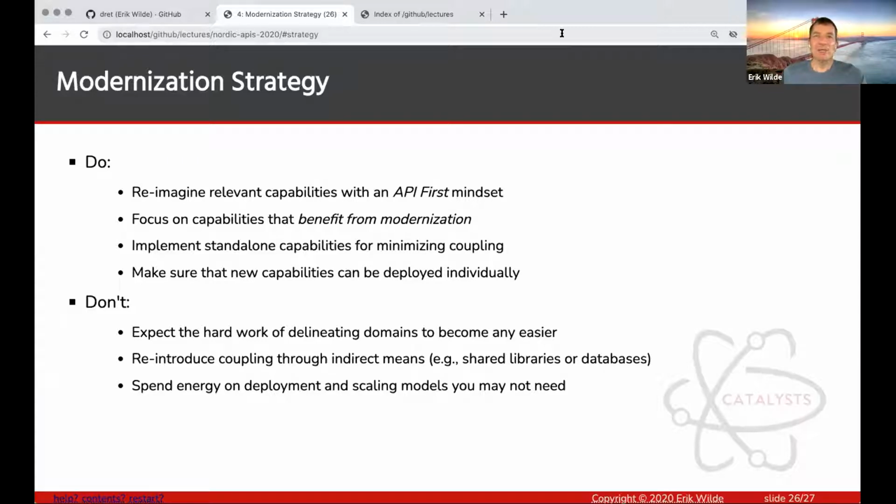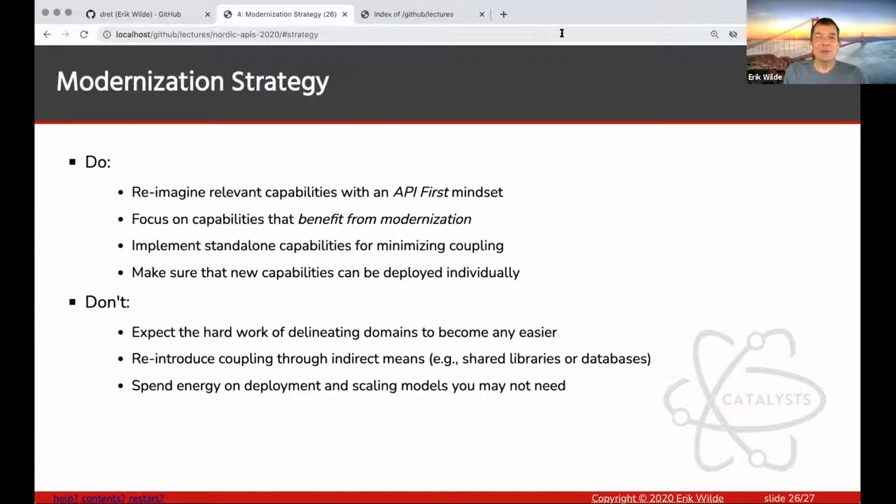Don't expect it to be super duper easy. You still need to identify and carve out those domains. That's hard work. It always will be. There's nothing around that. There's nothing that makes that problem go away. So this is something you will always need to tackle.